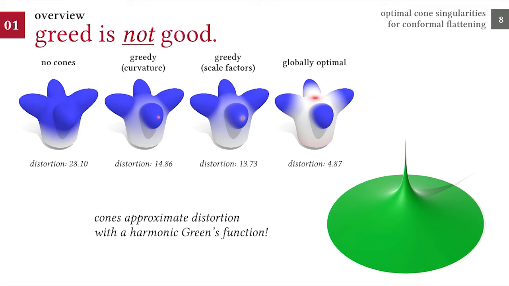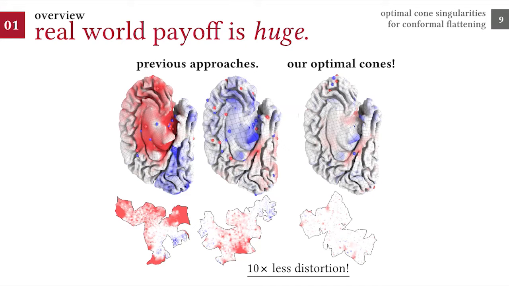What we also see here is that these optimal cones don't just provide marginal improvements over previous work, but rather the real-world payoff is huge. This payoff is especially well pronounced on models like this brain, where it's not at all clear where cones should go. Nevertheless, we find good configurations of cone singularities that provide us with an almost isometric flattening. Now we can play these usual games in the plane, like doing convolutions in a way that starts to look like it would on the curved surface.